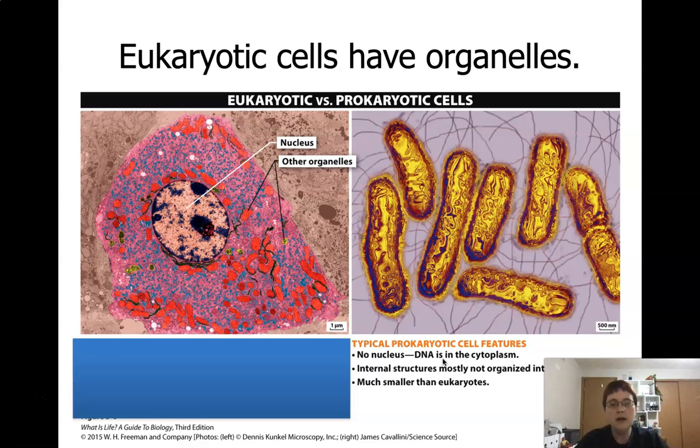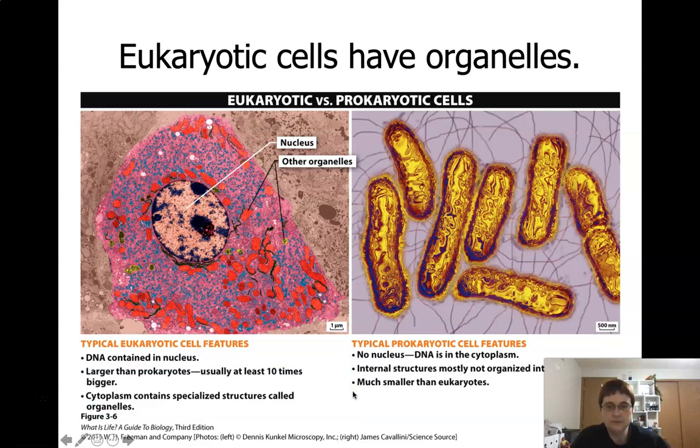And these are much, much smaller than eukaryotes. I wish they had these on the same scale, but these are actually two different scales. This is 500 nanometers and this is 1 micrometer. Nanometers are much smaller in scale than a micrometer. So let's take a look at how eukaryotic cells are different.